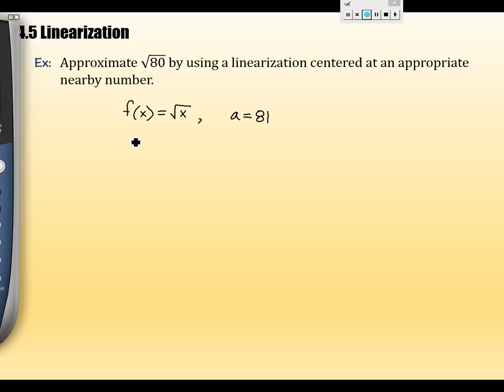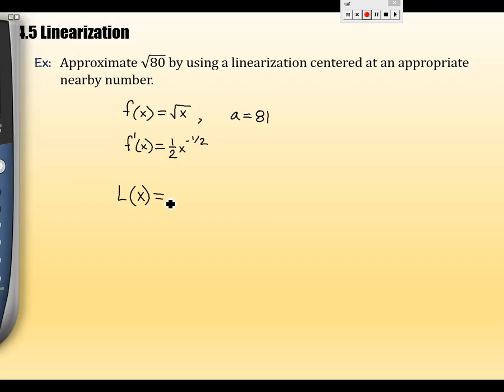So let's actually write the linearization of this. We're going to need the derivative. That's cool. We know how to take the derivative of that thing. So what is the linearization going to be? Let's actually write it out, and then we'll figure out why that's useful in the problem in a second here.